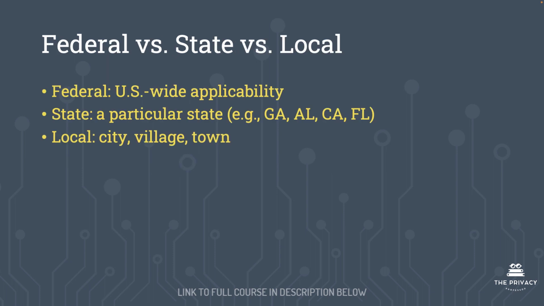When we talk about the organization of government throughout the United States, we need to understand that when we're discussing federal laws, we're talking about laws that have U.S.-wide applicability. That means that regardless of what state you live in, this is a law that applies to you or to the area that you live in. When we're talking about state-level laws, these are laws that apply only to that particular territorial jurisdiction. And I just mean a state.